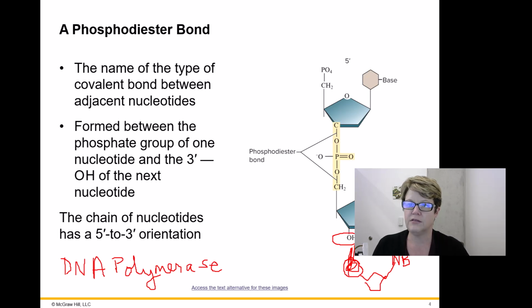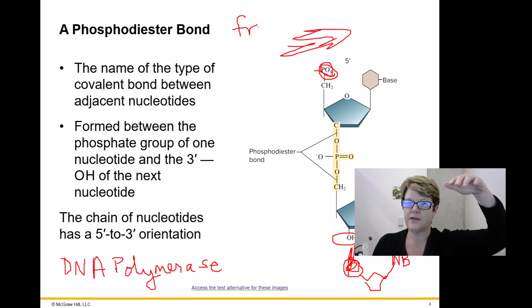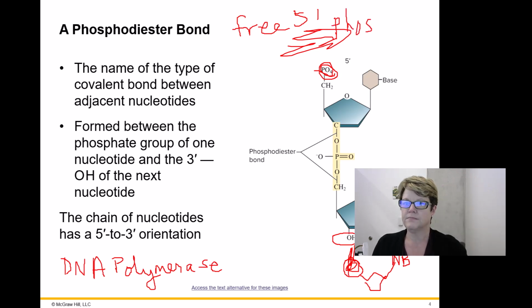Now, no matter how long the chain is, at one far end of the chain, you're going to have a phosphate group that's not attached to anything else because it's at the end of the chain. And we call that the free 5' phosphate. So in this drawing, it's oriented up here at the top.